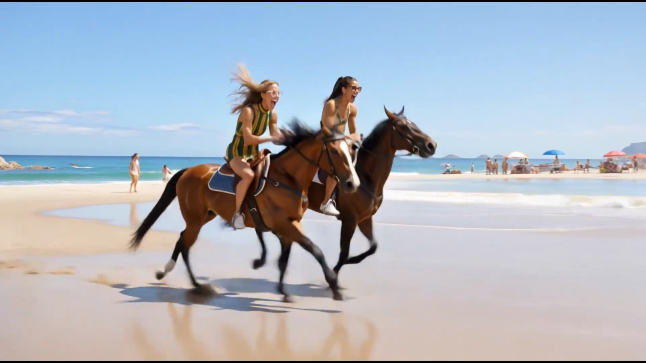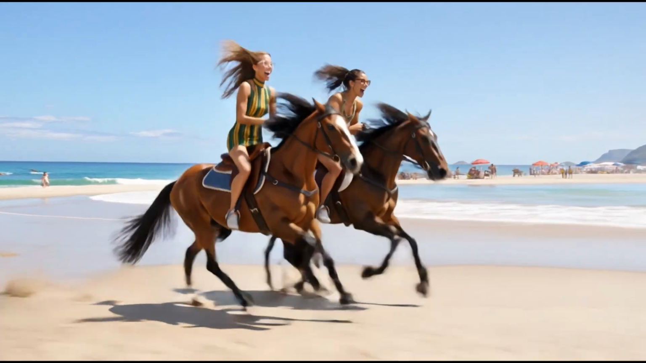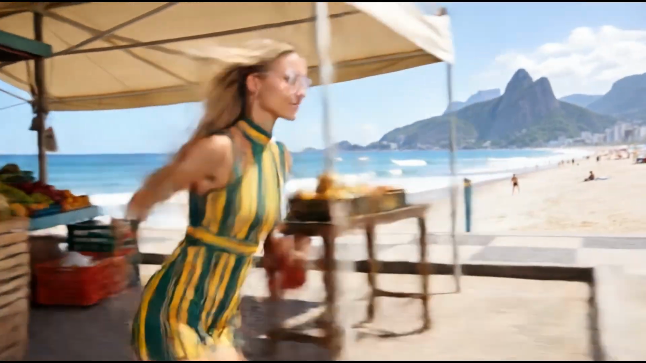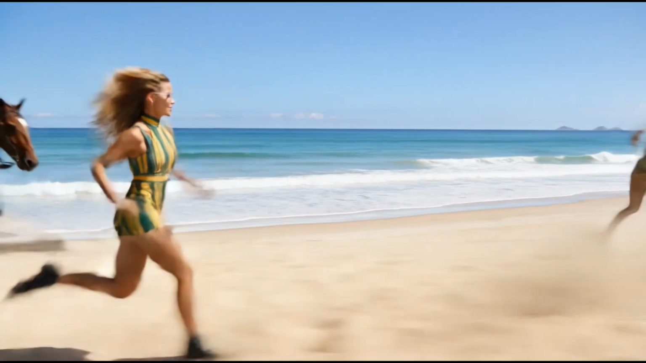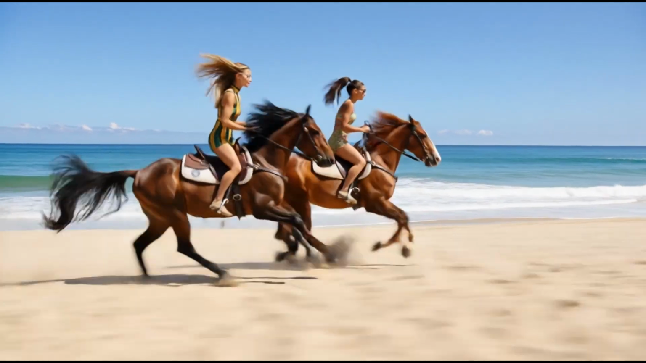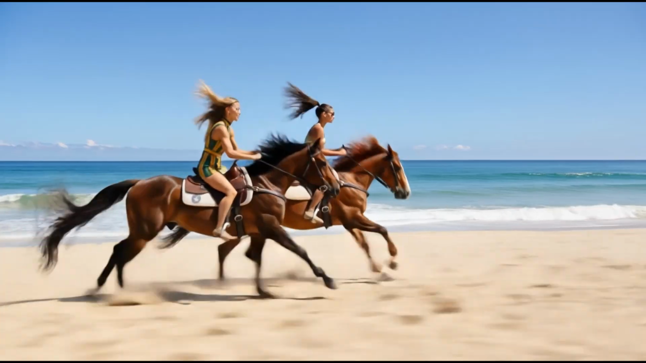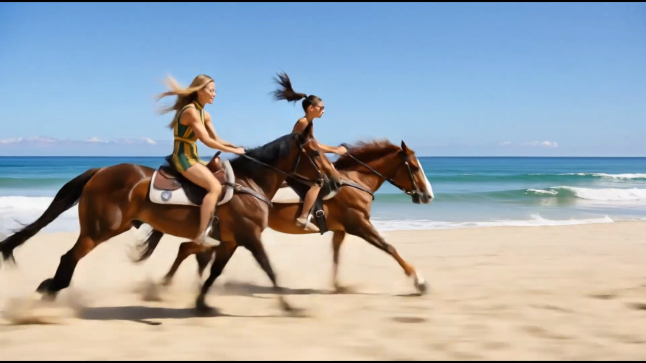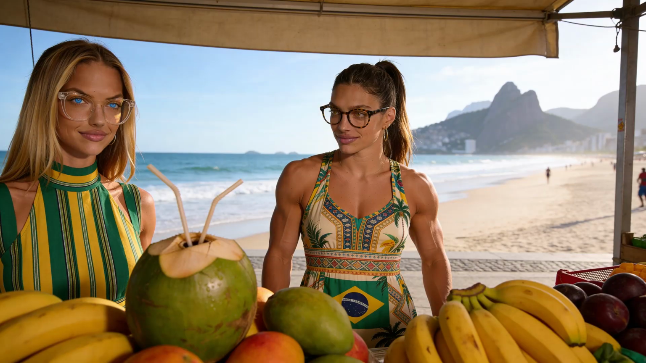To fix this, I went back and adjusted the prompt using spatial anchoring. I strictly weighted the dry sand and defined the shoreline as a specific diagonal across the frame. By anchoring the water where it's supposed to stay, the AI can focus the motion on the horses without melting the environment. Now, the physics are grounded, the sand stays dry under the hooves, and we have a professional-grade tracking shot. This is the level of control you need for high-end production.